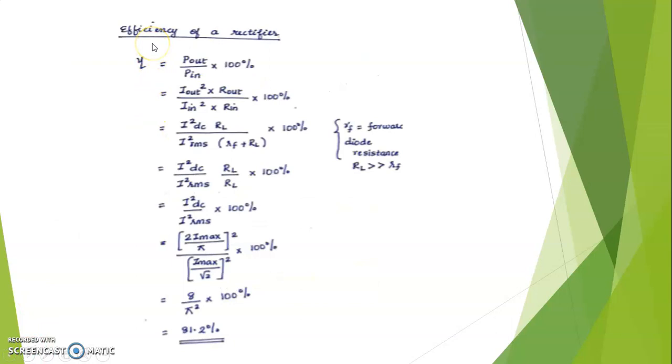Lastly, we have to find the efficiency of a bridge rectifier. For a bridge rectifier or for any system, the efficiency means how good the system is. So here we are going to find out the efficiency in converting AC to DC. Efficiency is given by eta is equal to power output by power input into 100%. Efficiency is expressed as a percentage. So output power is I out squared into R. Again power input is I in squared into R.